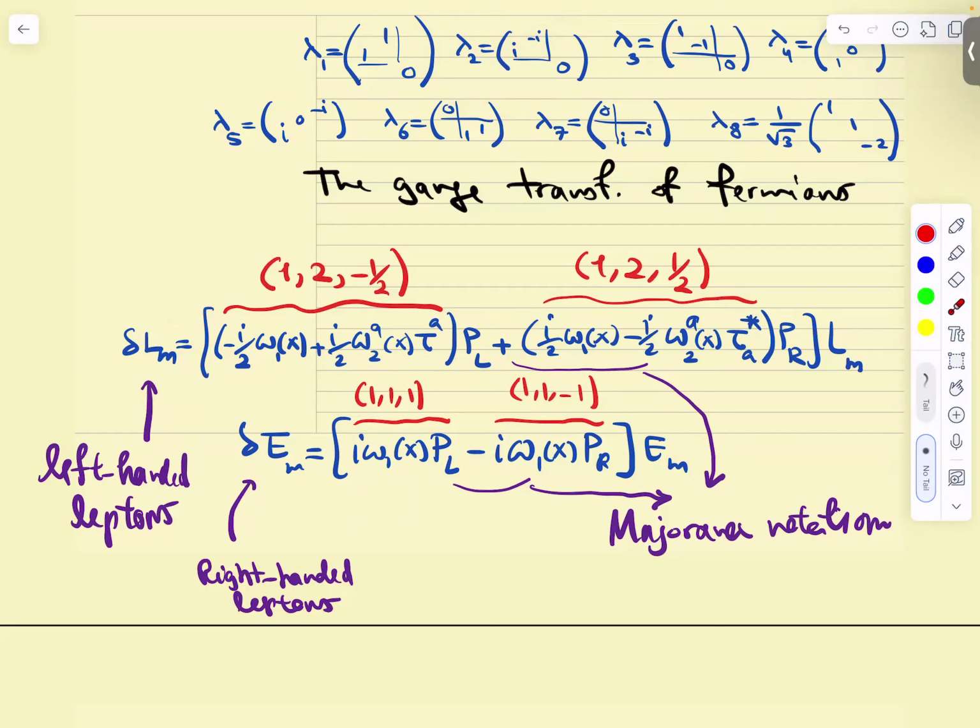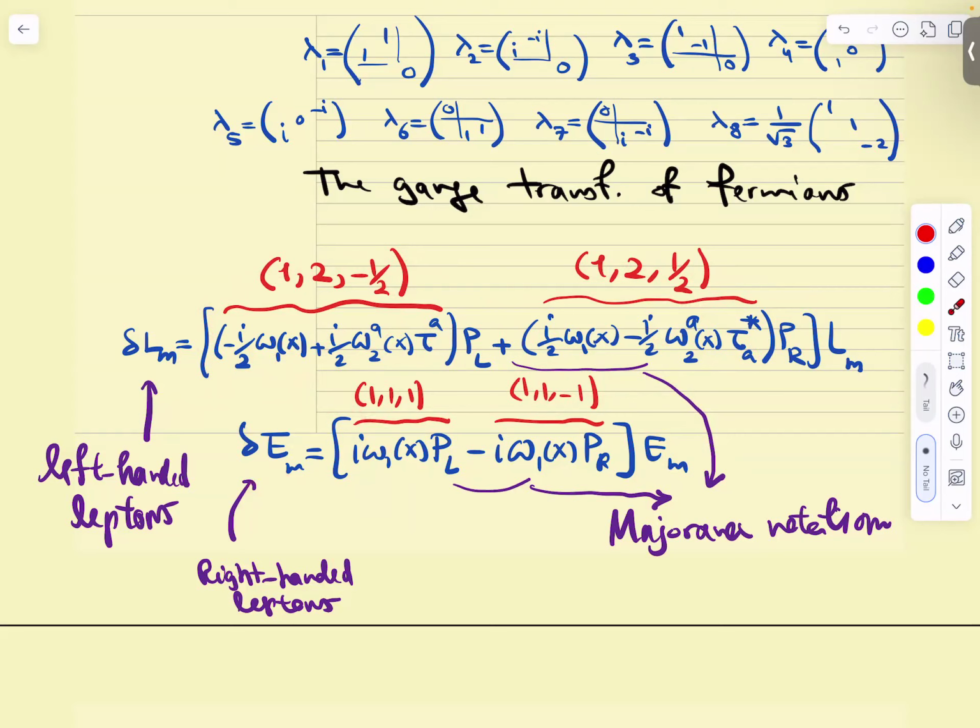1 means that I don't need to write omega 3 alpha. 2 means what? 2 means omega 2 A tau A. This half is set by the representation theory of SU(2). Minus half means minus half omega 1. All right, everybody got this part? All right, this part, the right-handed, the antiparticle, is trivial. You just write whatever you write. You have to put the star up there. Good.